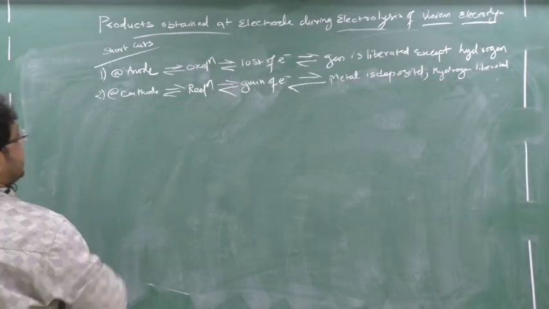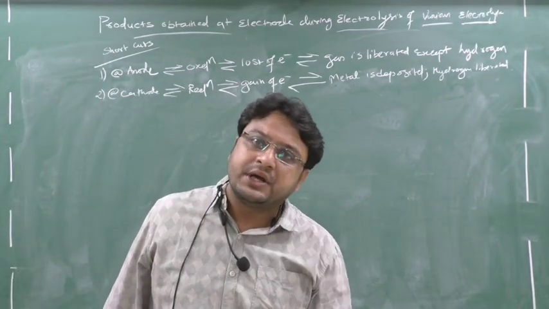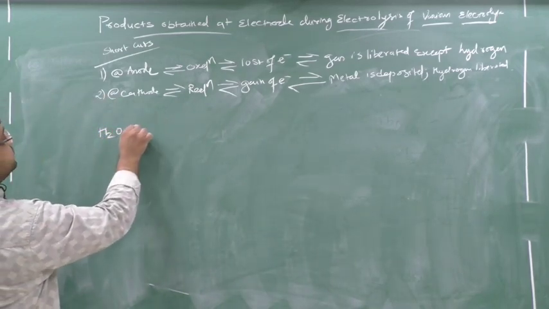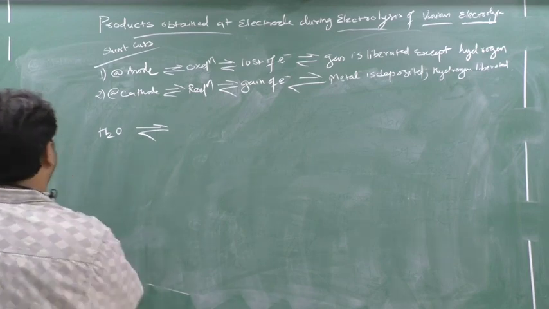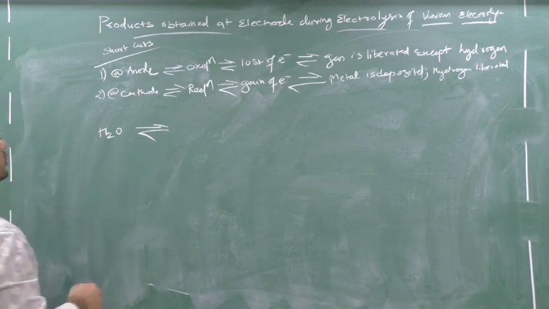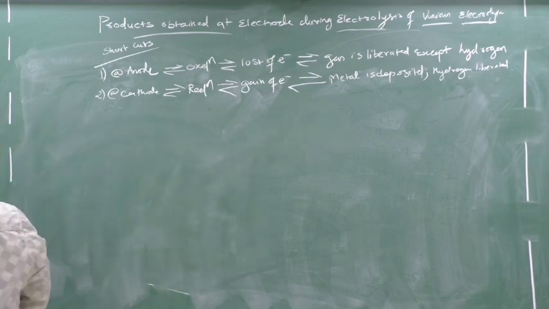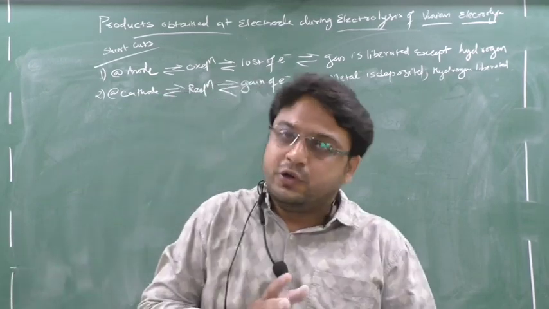Second key point, see here. Remember, mug up the oxidation reaction and reduction reaction of water. So see here, H2O. Last class also I explained it to you. At anode I am writing the oxidation reaction of water. One minute. Feeling difficulty?